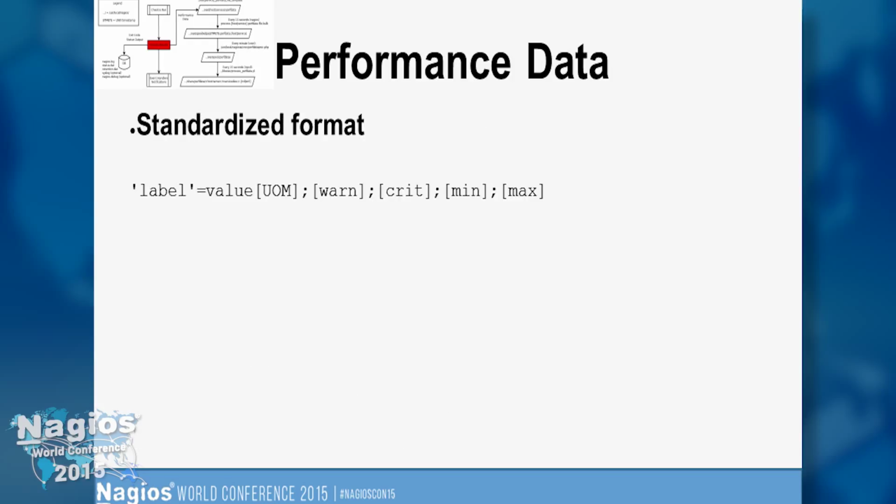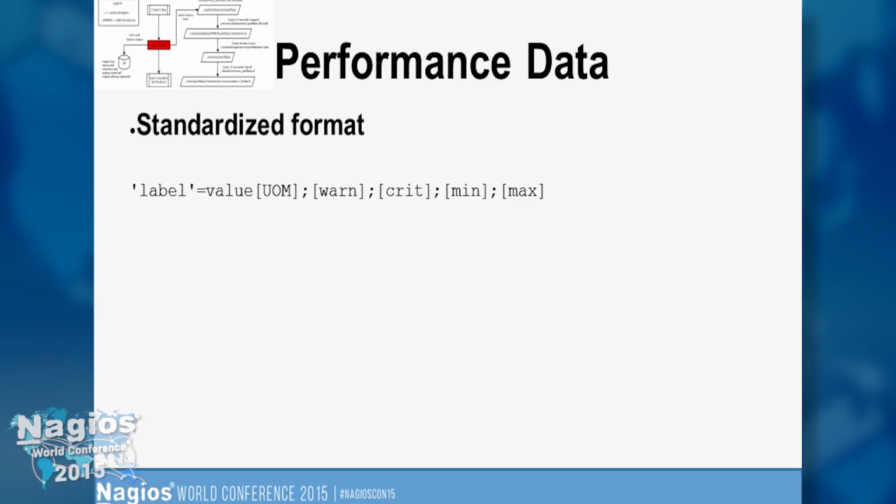So it kind of looks like this. This is our generic format for what performance data is. So you have a label, for example, temperature, right? Temperature equals 70. Or if you're using Celsius, like what, 21? I don't know. So you have a label equals value, and then the UOM, it's in brackets because it's optional. It stands for unit of measure. So it could be a percentage, it could be a number of bytes, it could be a decimal. There's a couple different values there.